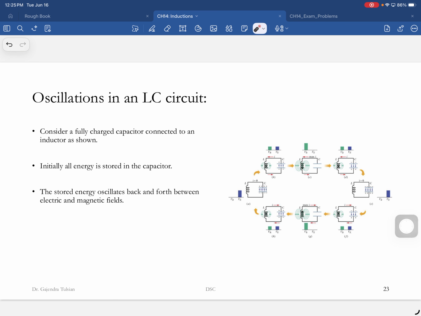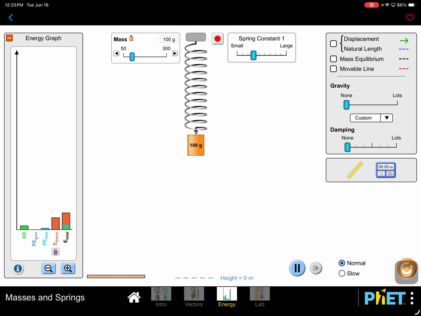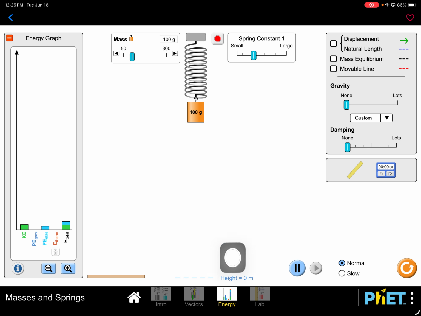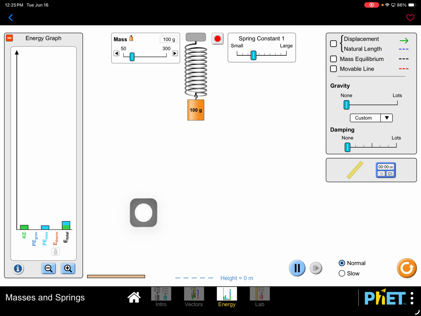All right, so here's a system. This fellow can store energy in the form of magnetic field. This guy can store energy in the form of electric fields. So the question is, will this guy oscillate? And indeed he oscillates. So let's do the following. Here there's no gravity, so there's only elastic and kinetic energy. This is essentially a horizontal spring.